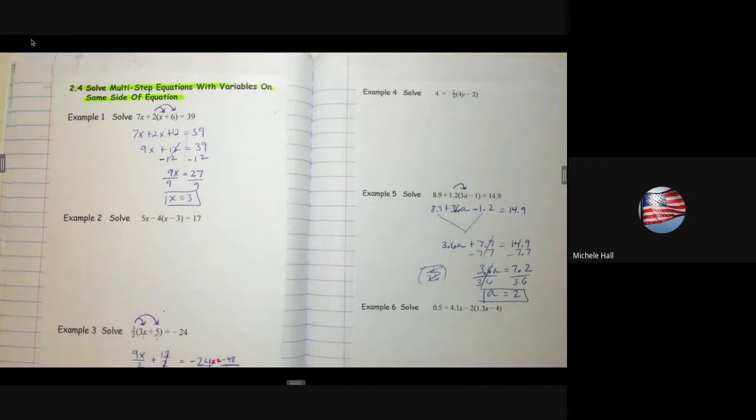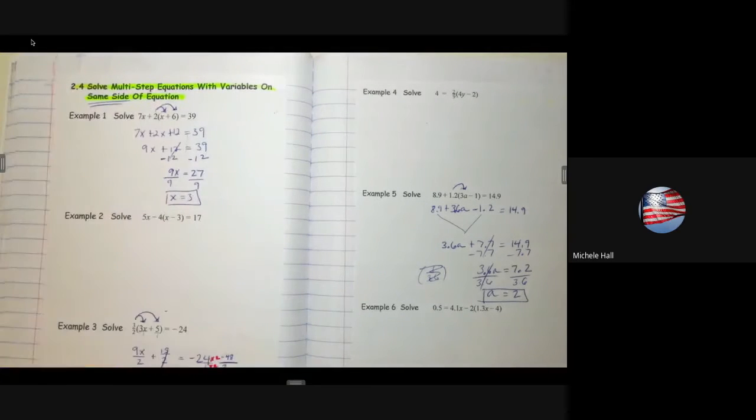Multi-step equations with variables on the same side of the equation. They are on the same side today. They'll be on opposite sides tomorrow. All right, example 2. We see that we need to get rid of these parentheses.